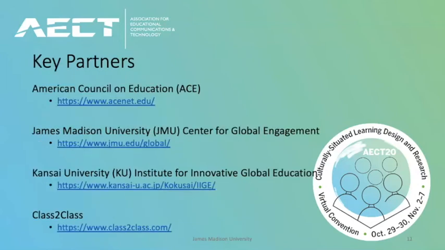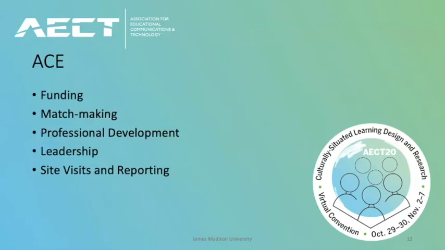Okay, so in my example of James Madison University, we partnered with Kansai University. American Council on Education, or ACE, funded the project. At our university, we had a Center for Global Engagement that helped us out. In Kansai University, they had the Institute for Innovative Global Education that really supported their efforts. And then there was Class to Class, a company that provided a technology solution that would be separate from what we would already use at either one of our sites.